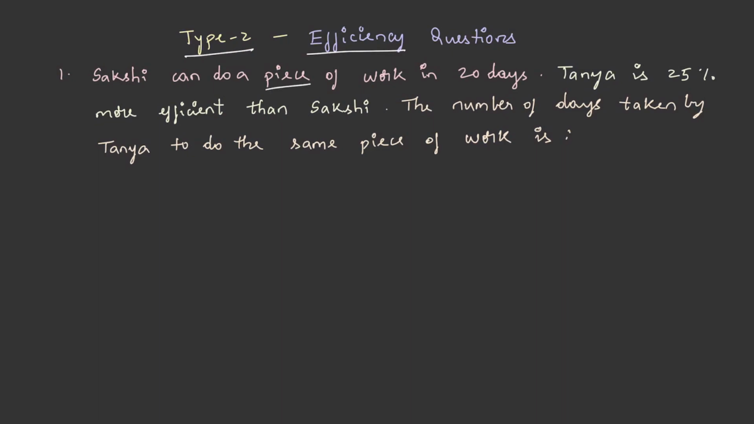Sakshi can do a piece of work in 20 days. Tanya is 25% more efficient than Sakshi. The number of days taken by Tanya to do the same piece of work is. Let's try to solve this.